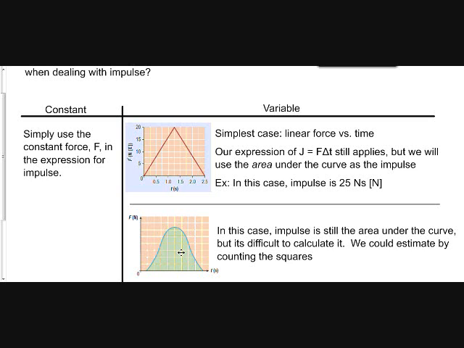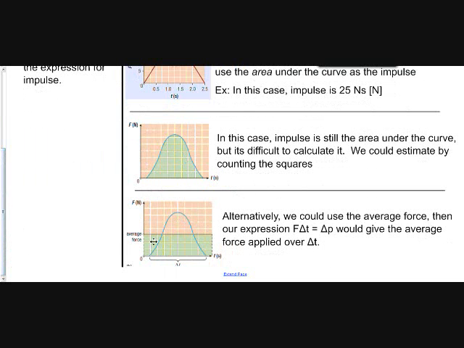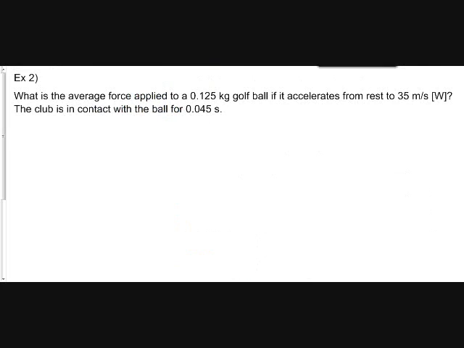But the other option here, again, is that we can look at the same graph, but instead of counting the squares, we can look at the average force. This would be a way to ballpark it without having to do a graph or count squares. We can just say the average force applied is this force times this time down here, and we get that lovely impulse. So with that in mind, let's do another couple of examples.